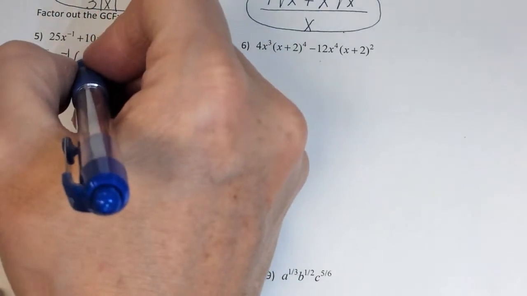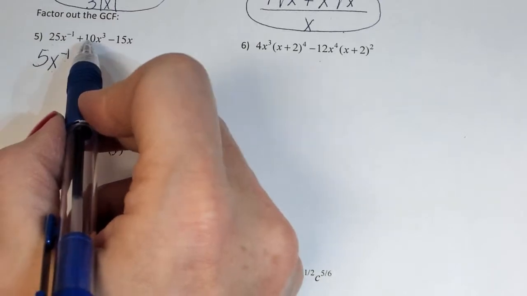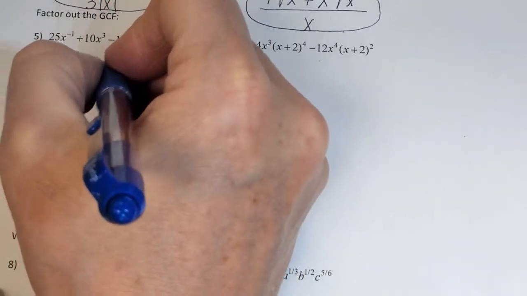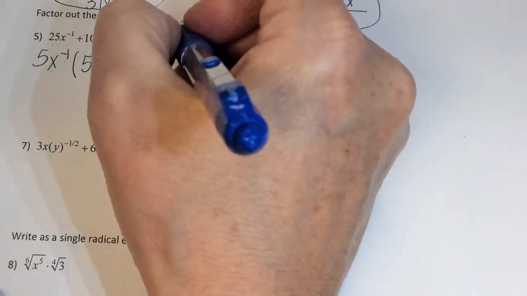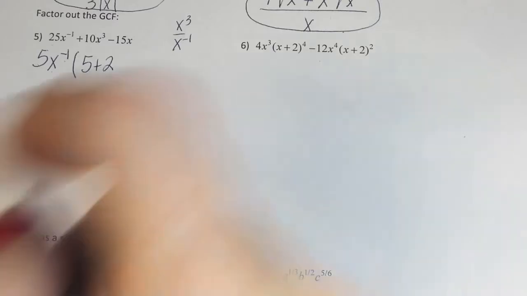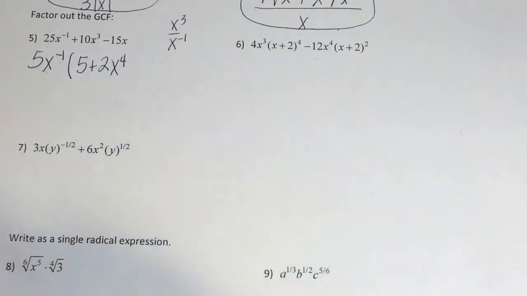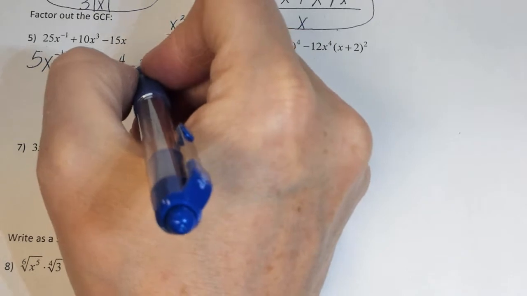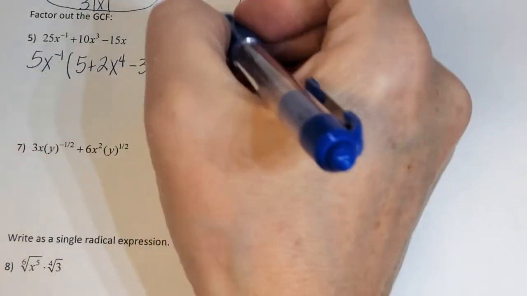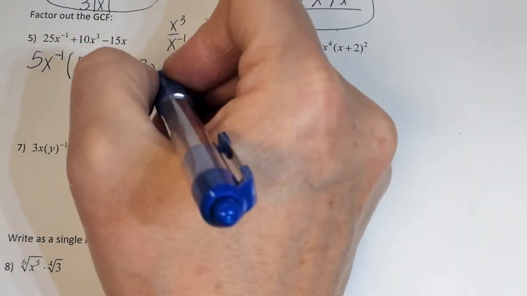25 divided by 5 is just going to be 5. x to the -1 divided by x to the -1 is 1. 10 divided by 5 is 2. x cubed divided by x to the -1. What is that? x to the what, everyone? And then what about the next one? We have 15 divided by 5. What's that? It's 3. What is x divided by x to the -1? Everybody see why it's x squared? We subtract those exponents, x squared.